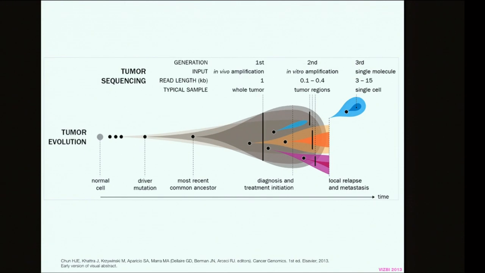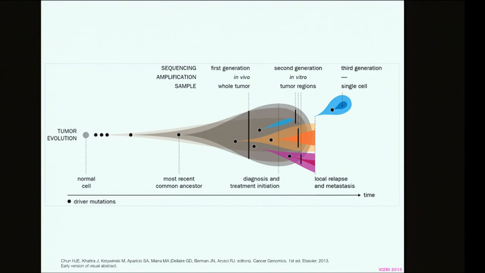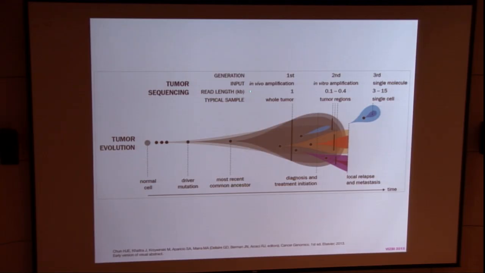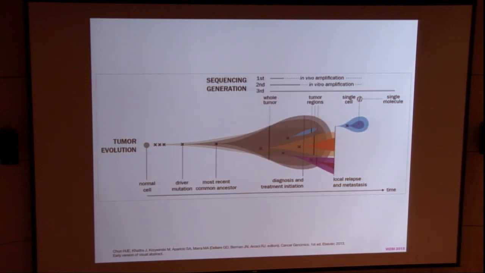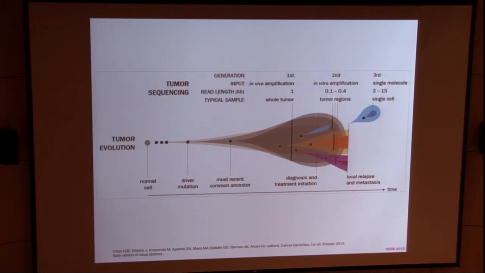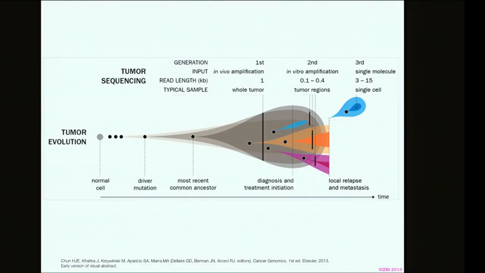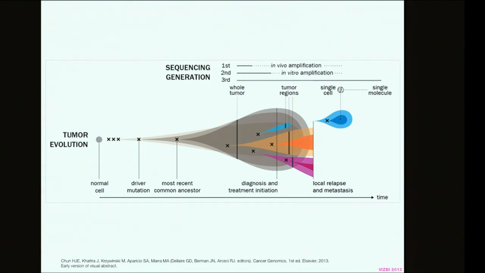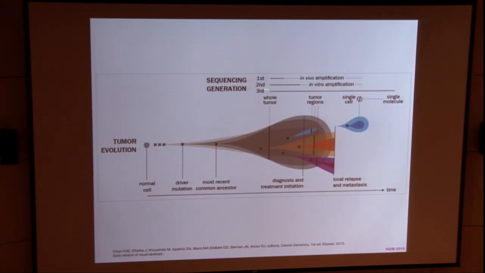I moved things around. Instead of saying first generation, second generation, third generation, I put first, second, and third. Somebody maybe wanted read length, and the typical sample was added, but not much else was changed. And then I thought, well, it's too much information up here. This is a visual abstract. And all of this is true, and all of this is perhaps relevant, but not at the point of the visual abstract. So I removed some information and just indicated across which region the technologies were relevant, across which region of sampling. So from the whole tumor to tumor regions to single cell and single molecule.